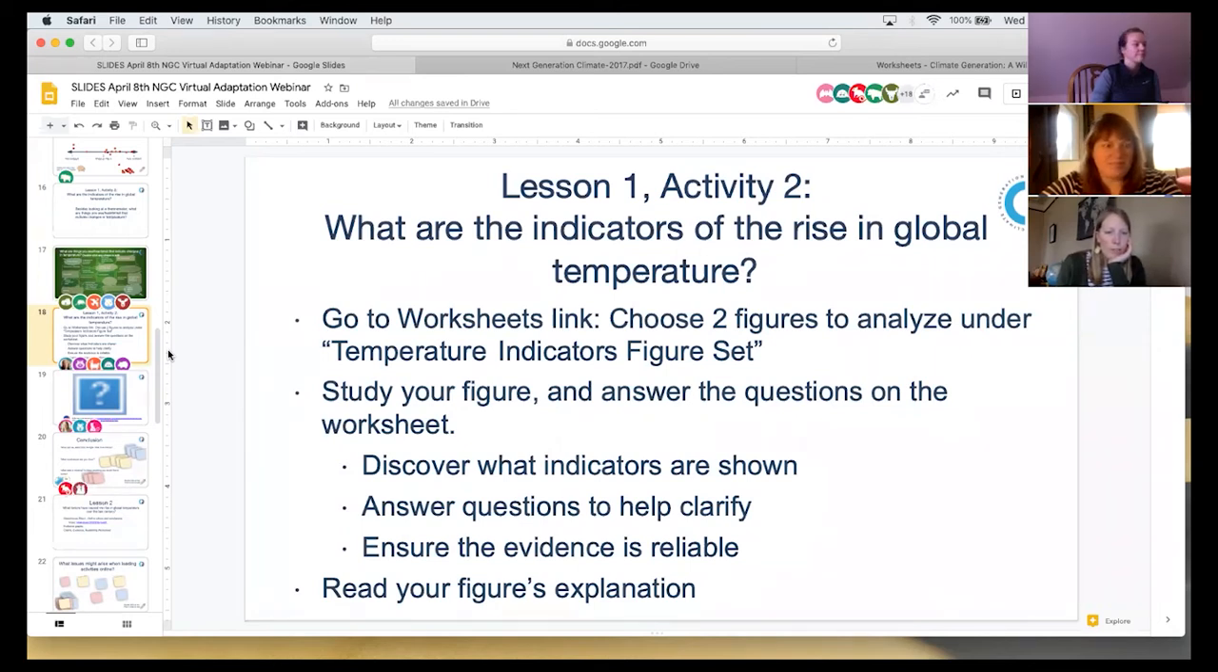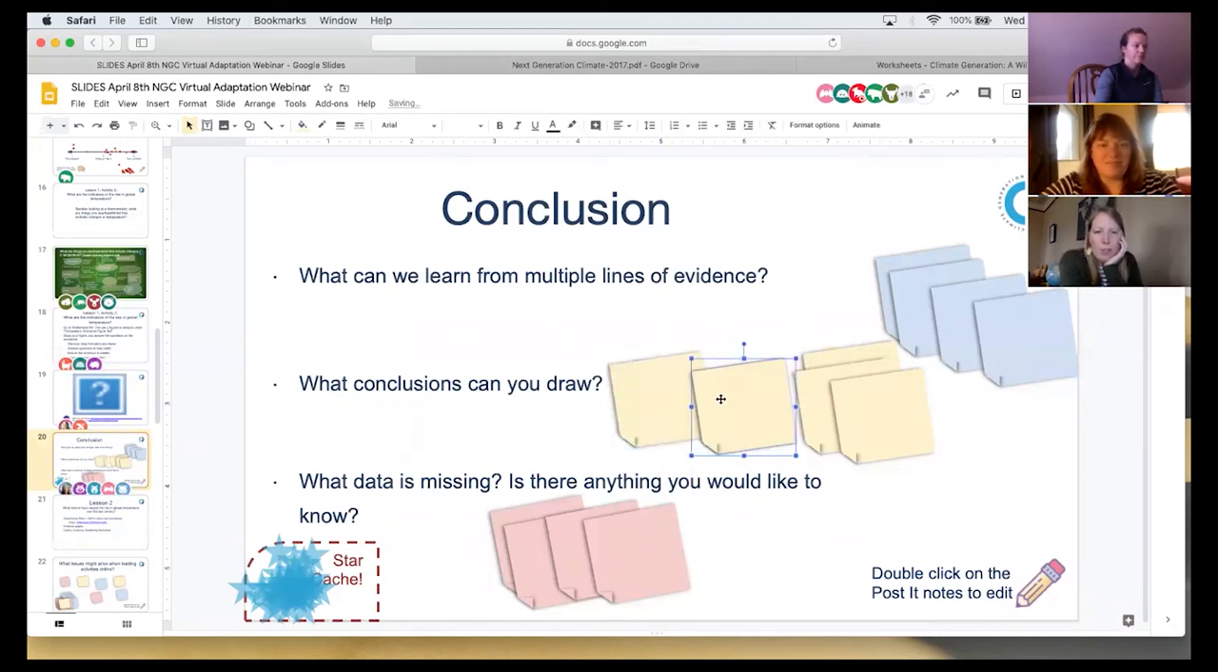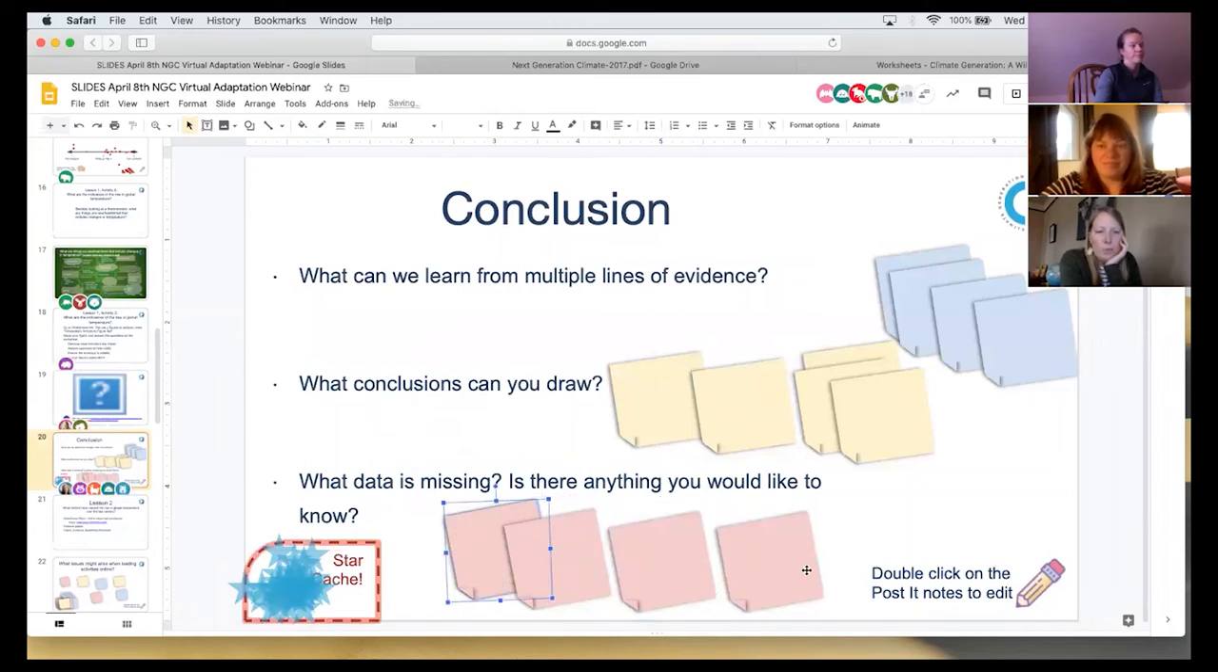And once you've started kind of looking at your figures and you're getting a handle on what it's trying to tell us, if you could click on slide number 20 that says conclusion, go ahead and pick a post-it note and maybe write your answers to some of these questions if you're able to look at more than one figure or different things from what you're able to analyze. Go ahead and throw some answers either in there or in the chat, and Sarah can throw them in there as well if it's hard to figure that out.